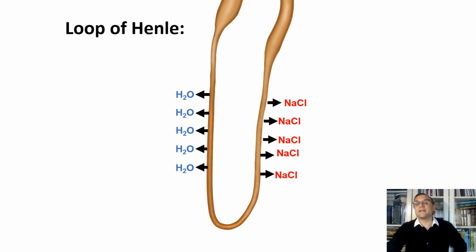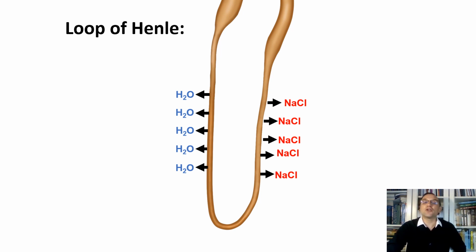What you just saw is this situation. Water is moving out of the descending limb and the salt, or better to say ions, moving out of ascending limb. Now remember, descending limb is permeable to water, but ascending limb is not. I want you to understand why water is moving out of the descending limb.